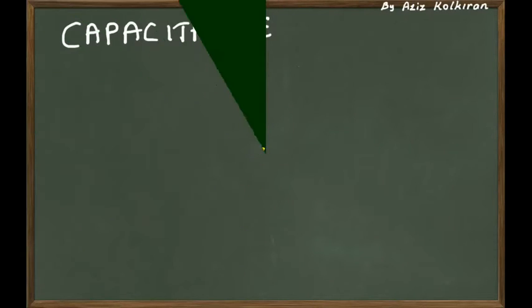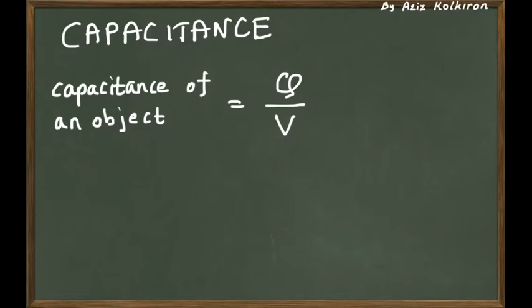Now, let me define what the capacitance is. So the capacitance is defined by this ratio. The capacitance of a metal object. First of all, I have to clarify that the capacitance is only defined for metals. There is no capacitance for insulators. Okay? This is a definition. The capacitance of any metal object is defined by its total charge divided by its potential. V, here you see, is the potential of this metal.